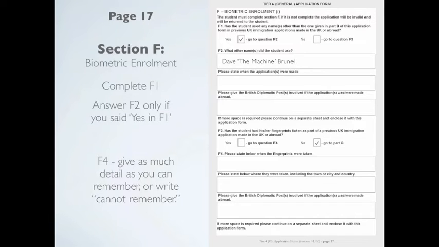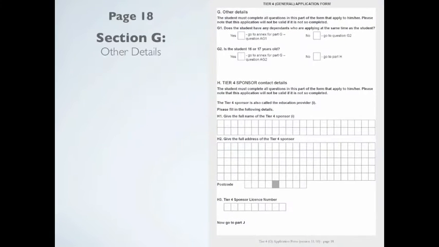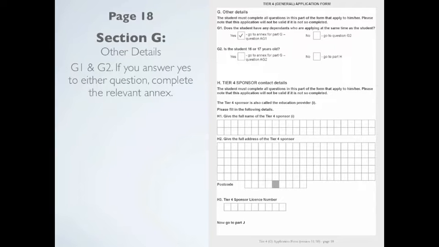Just be truthful. Page 18, Section G, Other Details. G1. Answer yes or no. If yes, remember to complete Annex G AG1 on page 36. G2. Answer yes or no. If yes, remember to complete Annex G AG2 on pages 37 to 38.